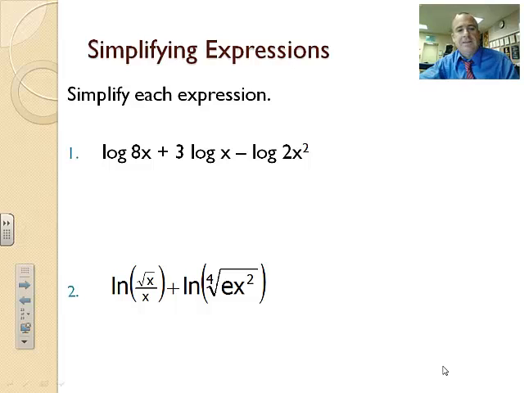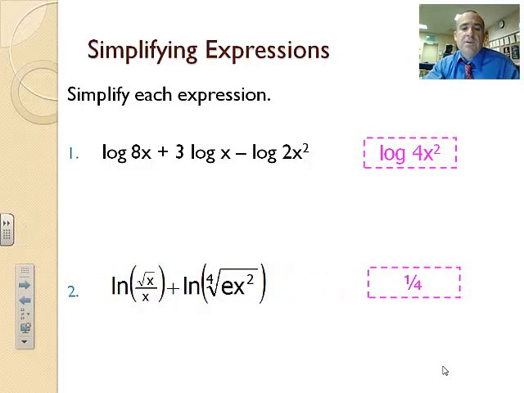I'm back. All right, so let's check your answers. For the first one, did you get the log of 4x squared? And what about the last one? 1/4? Huzzah if you got that. Well done.